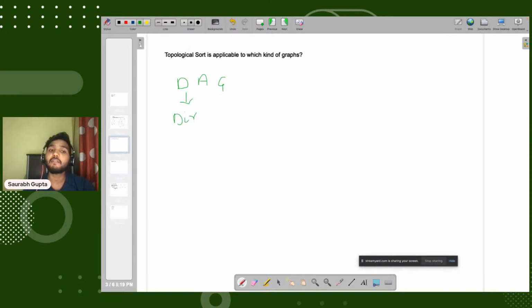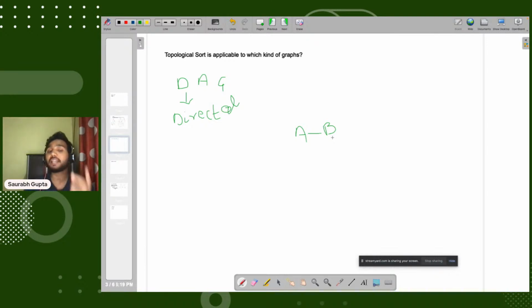So first let's take why it is not applicable to an undirected graph, and why it is only applicable to directed graphs. Okay, so let's say there is a graph in which two vertices are there, A and B, and there is an undirected edge between them, right? Now, if there is an undirected edge between them, can you tell whether A should come before B or B should come before A? You cannot say that, right?